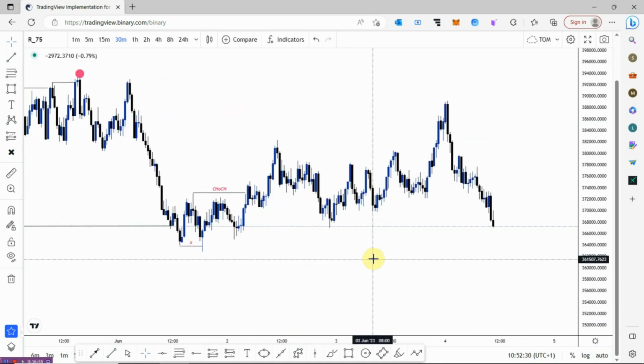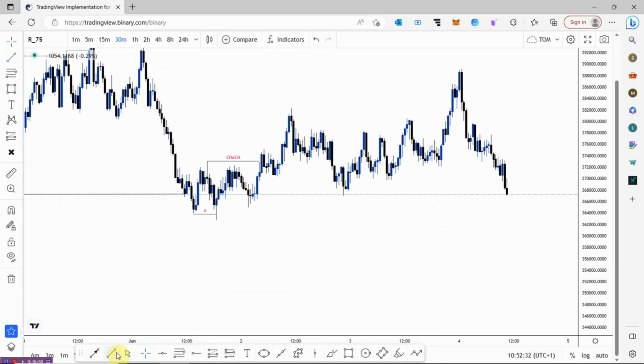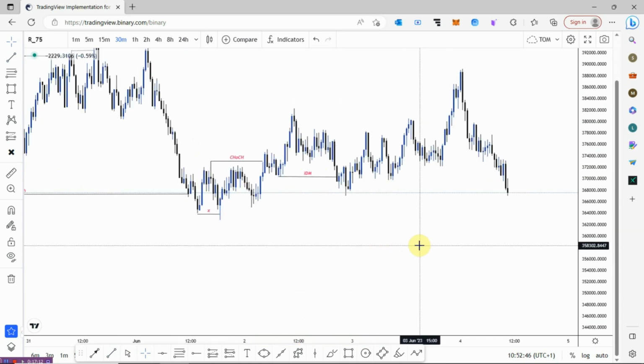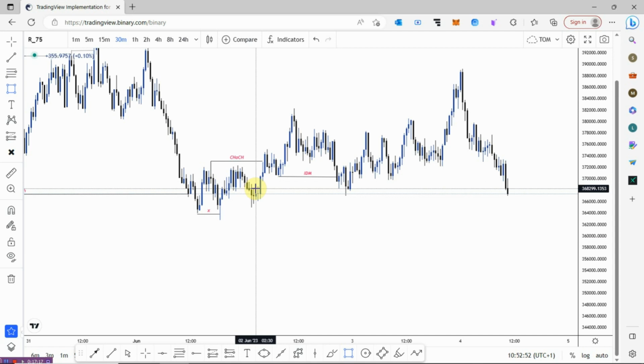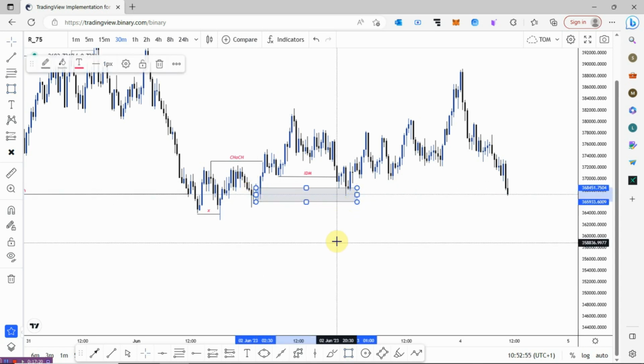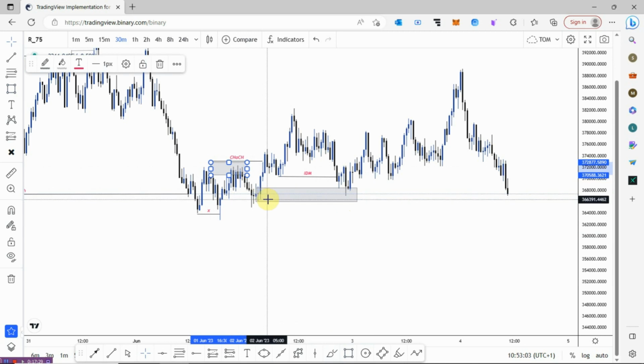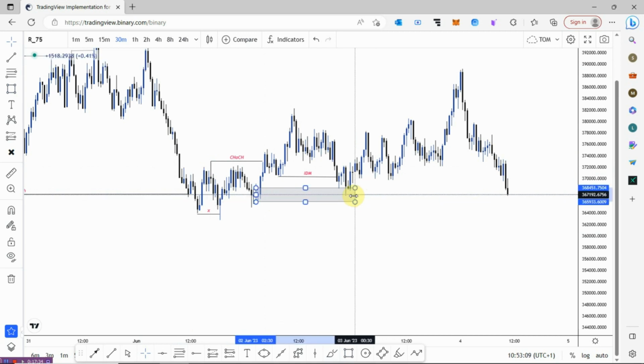Now, after change of character, you have to wait for inducement. And this is the inducement here. IDM. So that's my inducement. Where do I buy from? So you can buy from this demand zone. Okay. We can see that we had a supply zone here, which failed. So when a supply zone fails, it becomes a flip zone. So that's a flip zone, and this is where I bought from actually.